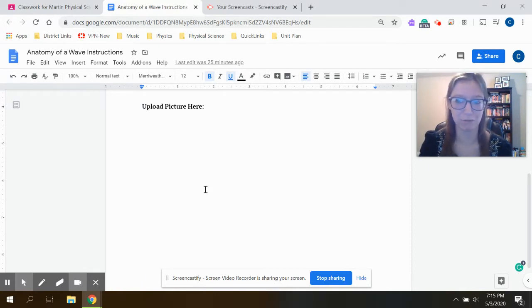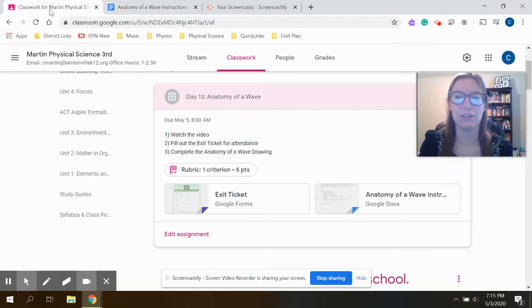Doesn't have to be good. Doesn't even have to be creative. But it does have to have the terms, and it does have to be by you. You can upload your picture here, or if you'd like to do it as an attachment onto the assignment, that is also fine.